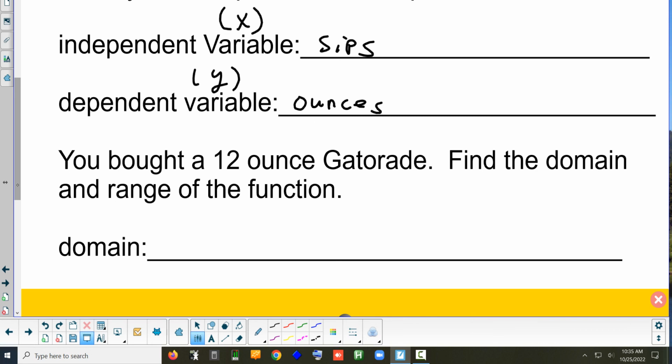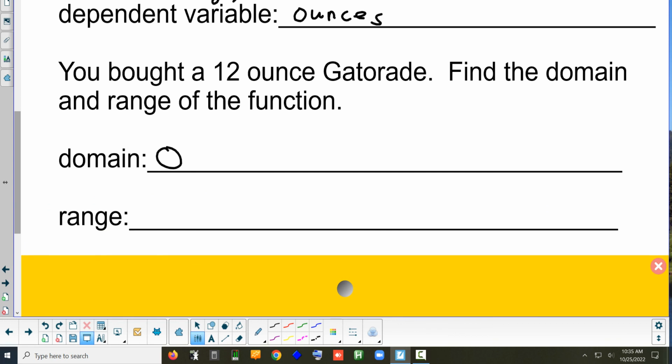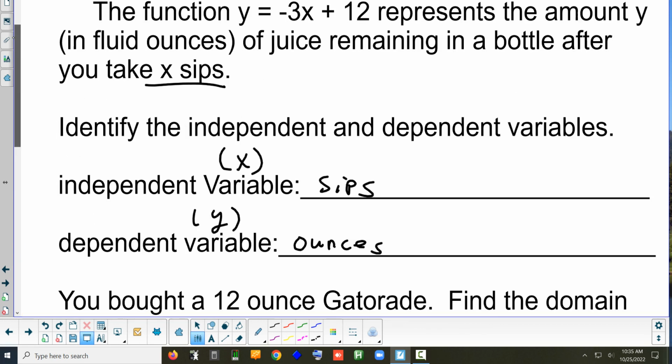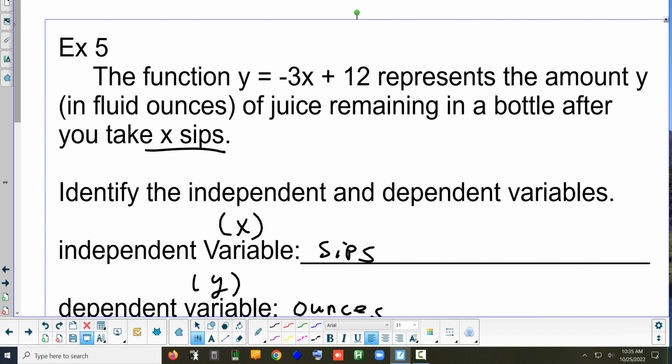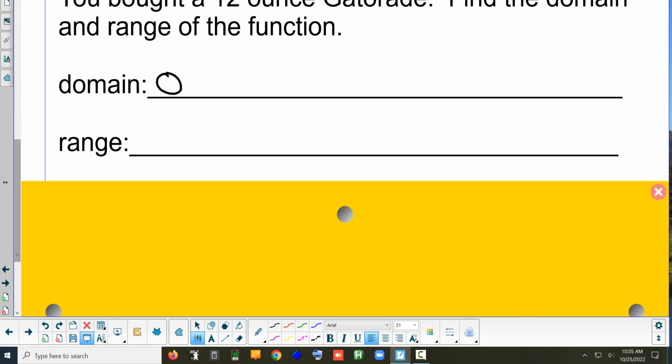So what's the smallest amount of sips you could take? If you had a container in front of you, and I said, tell me how many sips you want to take of it, what's the smallest amount you could take? Yeah, 0. And if you took 0 sips from a 12-ounce container, what's negative 3 times 0? 0. And what's 0 plus 12? 12. So if you don't take any sips, you're going to have everything left.